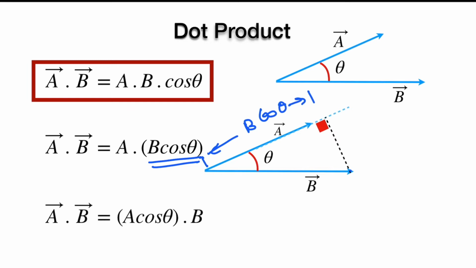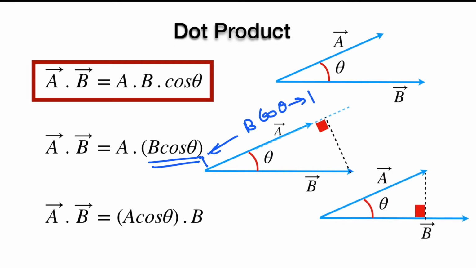Now, another way to write the same thing is A cos theta dot B. In this case, A cos theta is nothing but the component of A in the direction of B. Here, this length is A cos theta. So basically the dot product is the multiplication of the magnitude of a vector and the component of another vector in that direction.